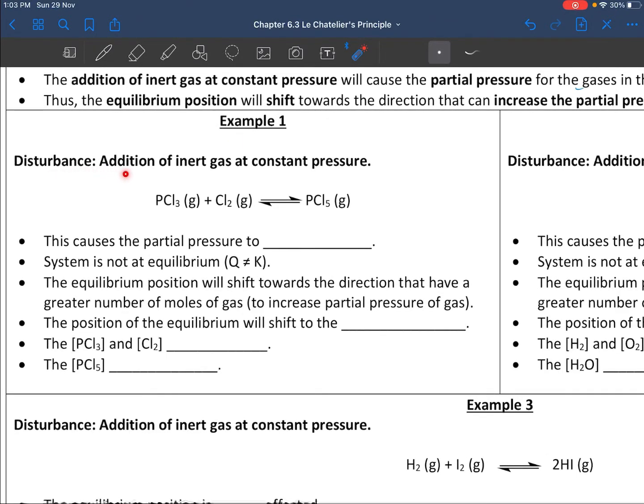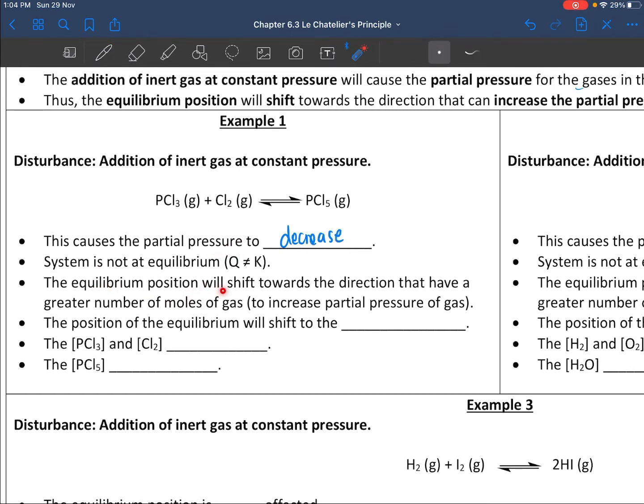Okay, so example 1, addition of inert gas at constant pressure. Okay, so PCl3 plus Cl2 gives PCl5, equation sama. So addition of inert gas at constant pressure will cause the partial pressure to decrease. And then the system is not at equilibrium.